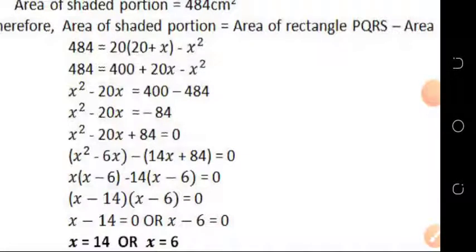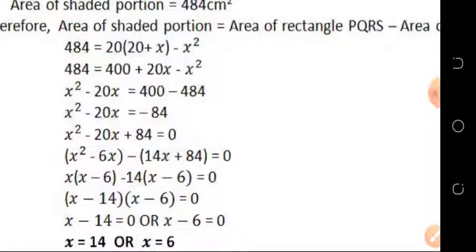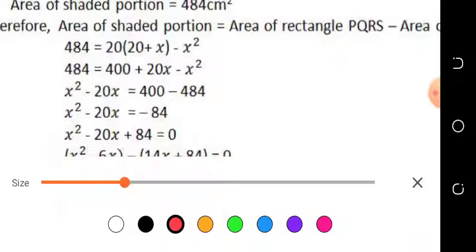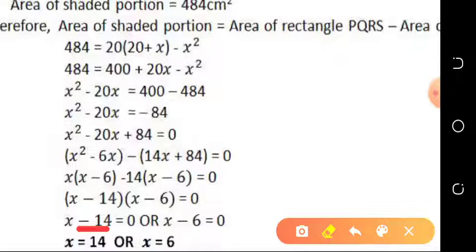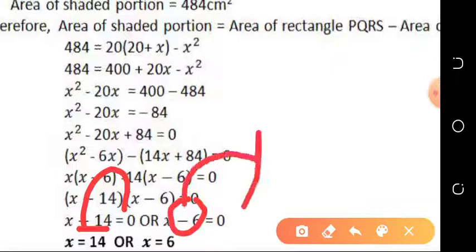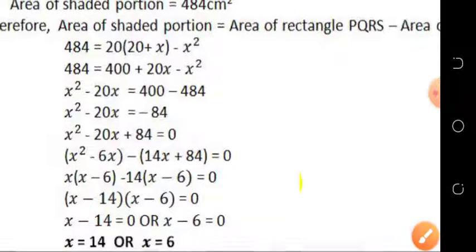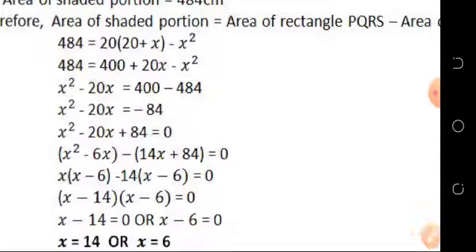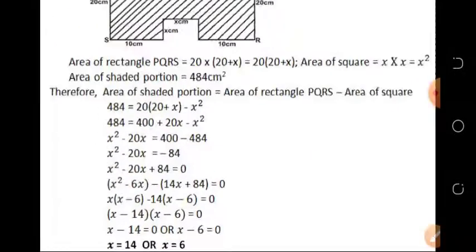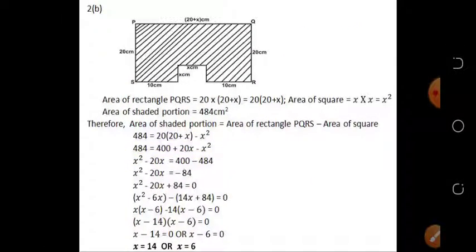Now moving on, you pick the first bracket, x minus 14 equal to 0, or x minus 6 equal to 0. When you move this minus 14 to the right hand side of this 0, it becomes positive 14. When you move this minus 6 to the right hand side of this 0, it becomes positive 6. Therefore, our x is equal to 14 or 6. I hope you understand that. That is very simple to understand.